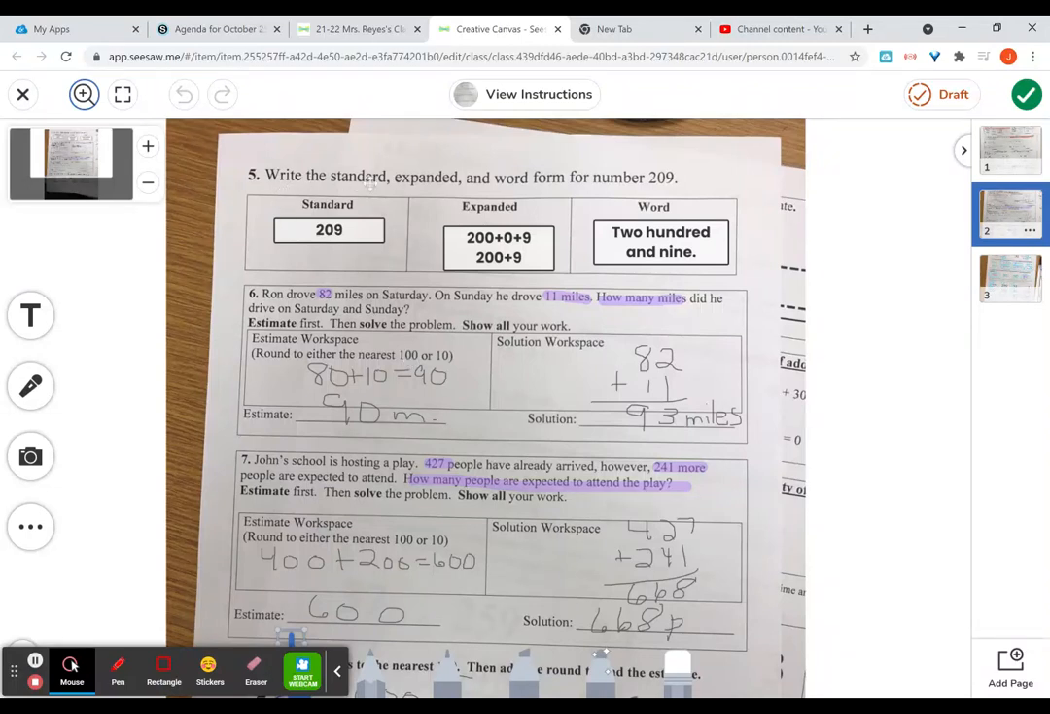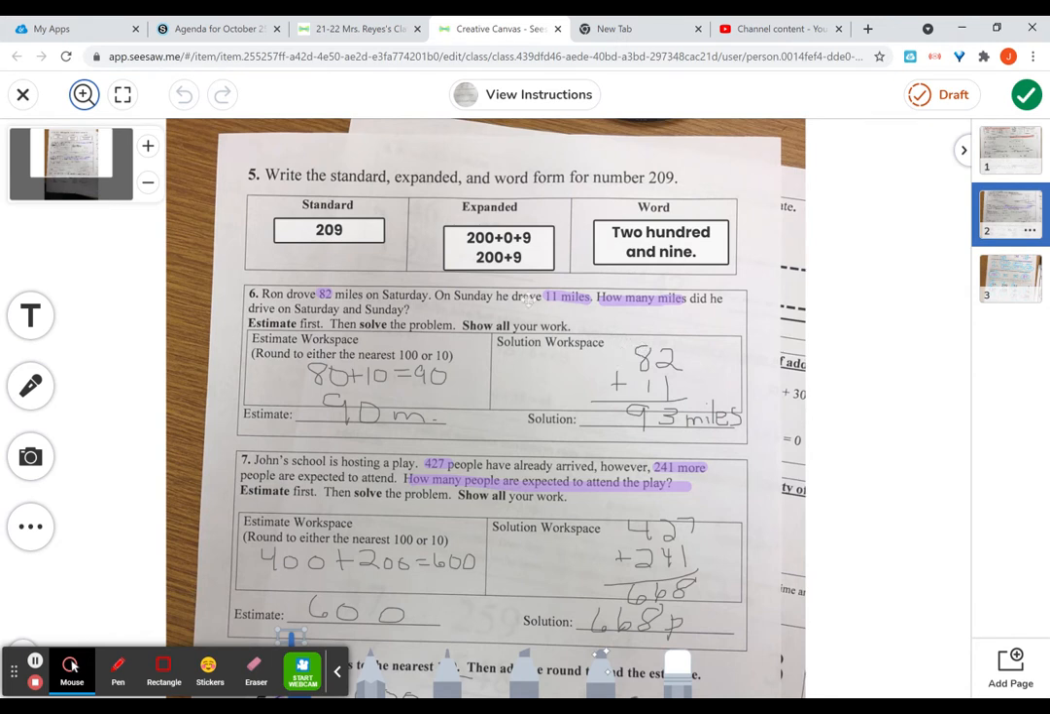For number 5, it's asking you to write the number 209 in the different forms. So standard is just the number 209. Expanded means that you're going to be taking each of the values and adding them together. So in this case, it would be 200 plus 0 plus 9, or to simplify it, 200 plus 9. In word form, you're taking 209 and writing it out in words.